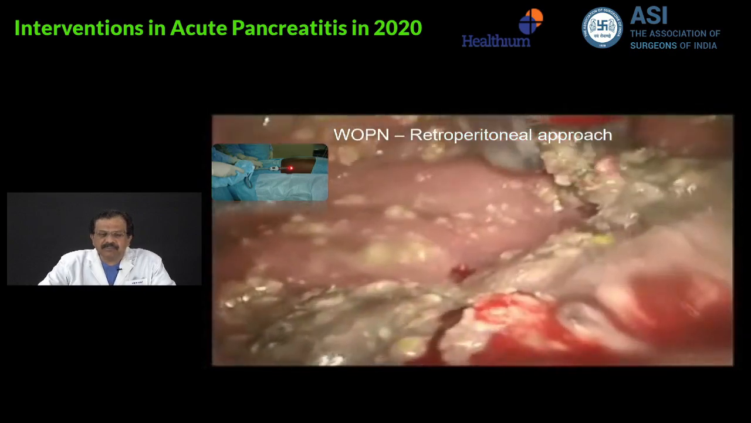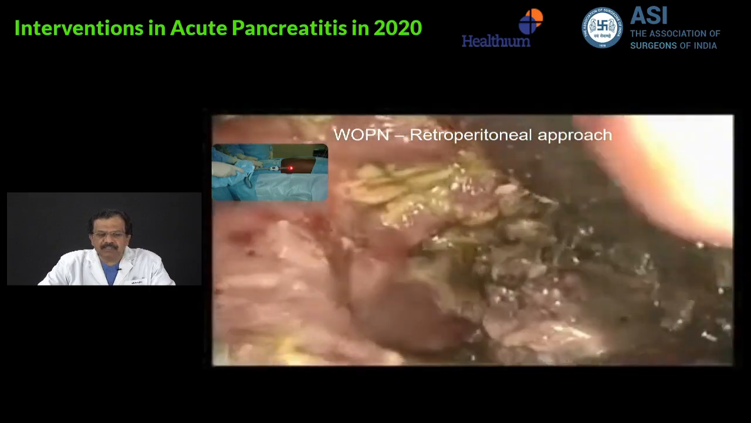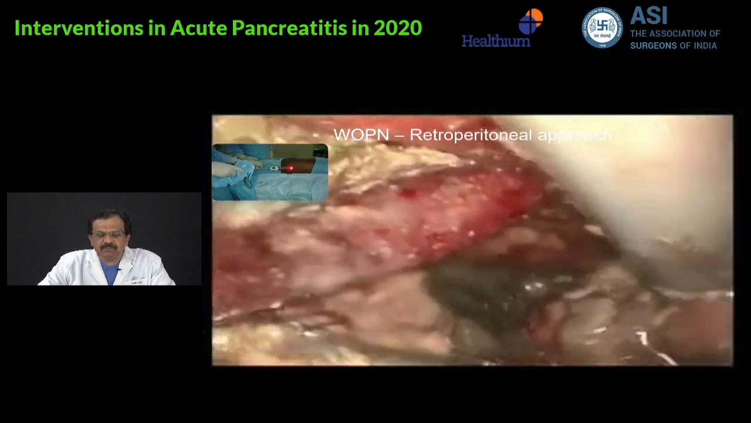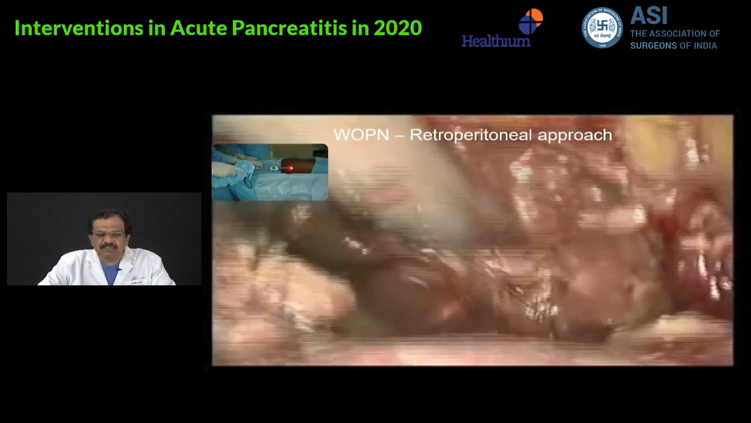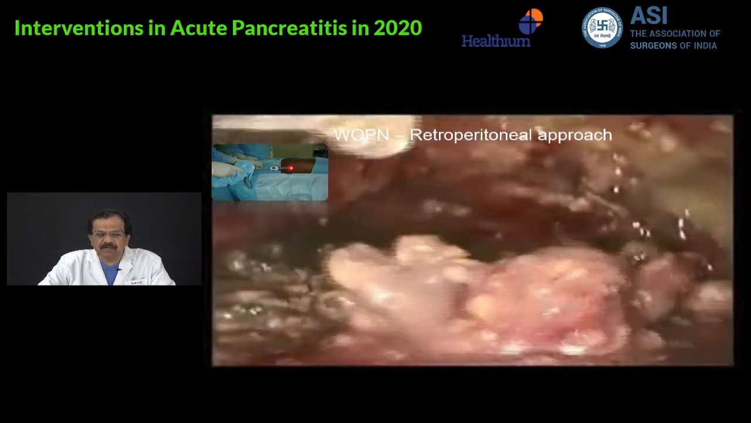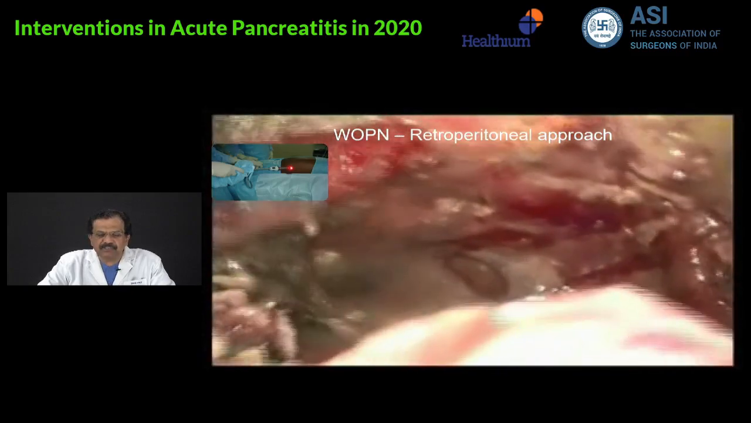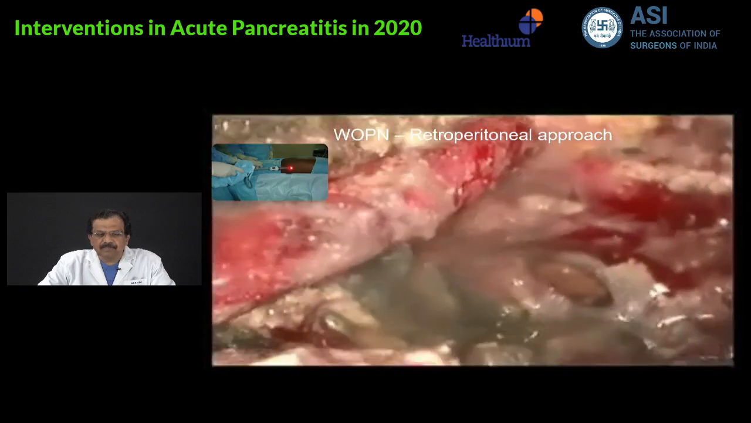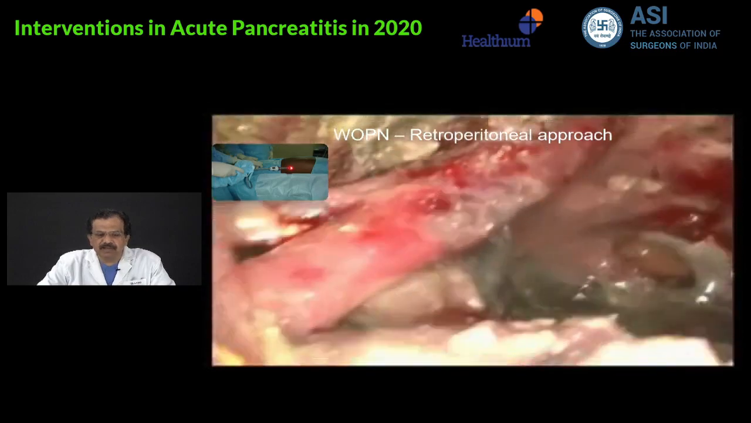The biggest advantage of this direct visualization is that we will be able to avoid some major vessels that transgress this retroperitoneum. You can see some of these vessels, I'll show you. These are huge vessels that are traversing the retroperitoneum. Suppose you are doing it blindly, it is likely that these vessels get ruptured and will have a torrential bleed. And you can use blunt instruments, the suction cannulas can be used. You can see we are going across the vessels, around the vessels. Make sure that you don't damage these vessels, otherwise it can cause massive bleed.